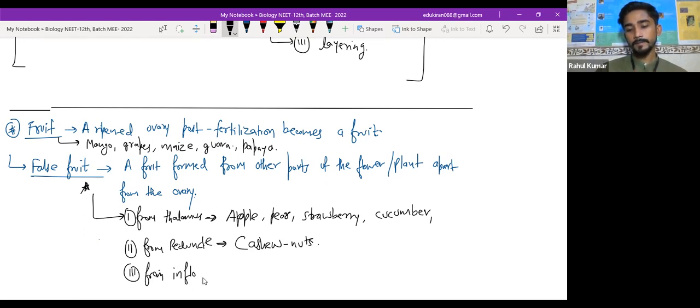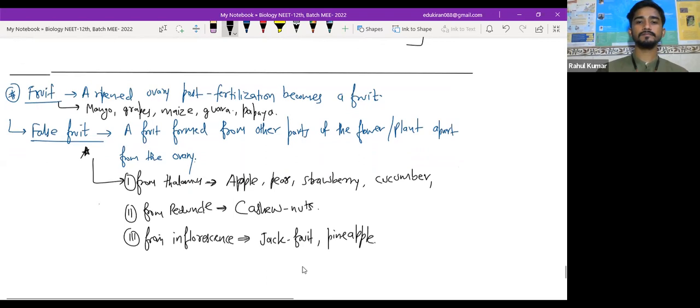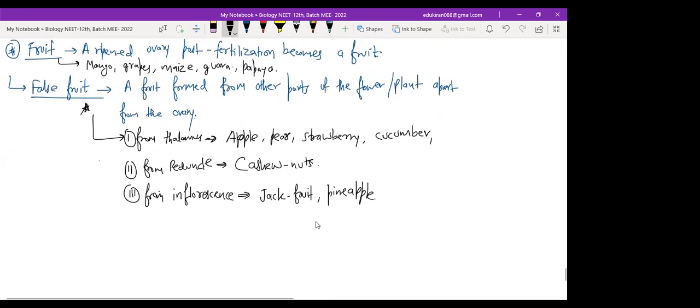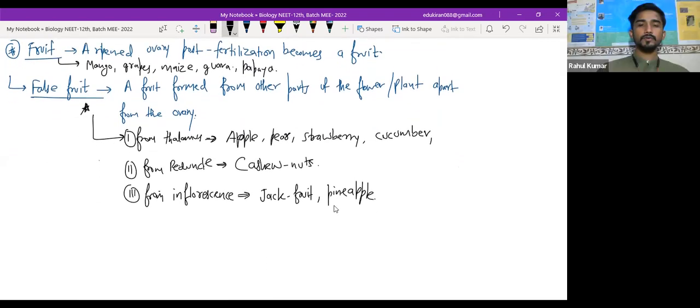And many fruits develop from the entire inflorescence, like jackfruit. Jackfruit is also a false fruit. And pineapple. You know both jackfruit and pineapple? Yes. Okay, perfect. So that's about fruits.